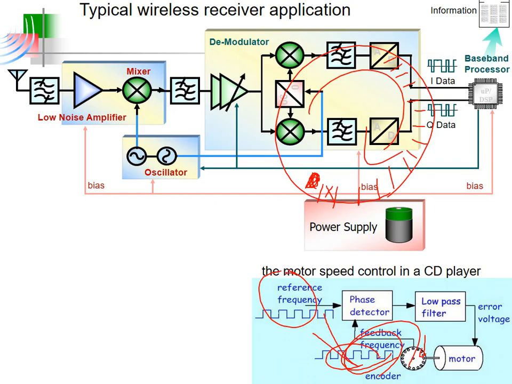So if you vary the reference frequency, then the rotation speed needs to be changed. Under closed loop control, it is also a negative feedback to stabilize the operation. So we have a lot of such PLLs in your CD player, your electric fans, DC fans. That is what I mean.